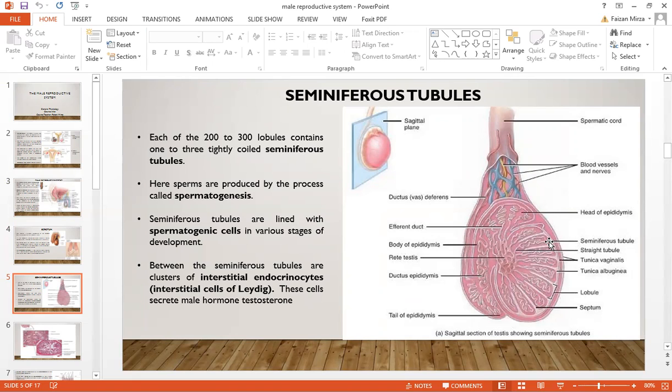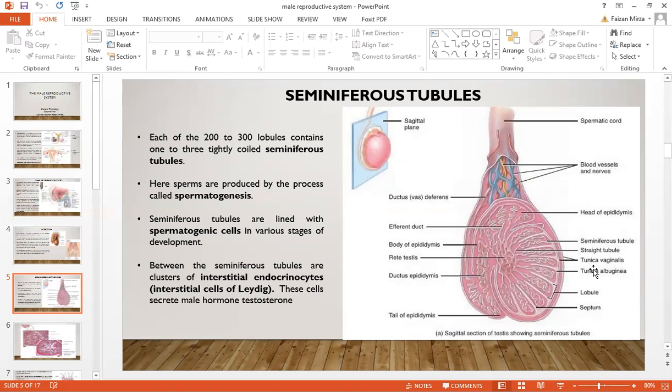There are seminiferous tubules. These seminiferous tubules are present in about 200 to 300 lobules within one testis. Spermatogenesis occurs here. Spermatogenic cells are present here, and the interstitial endocrinocytes, the interstitial cells of Leydig, are also present here, which release the male hormone testosterone.